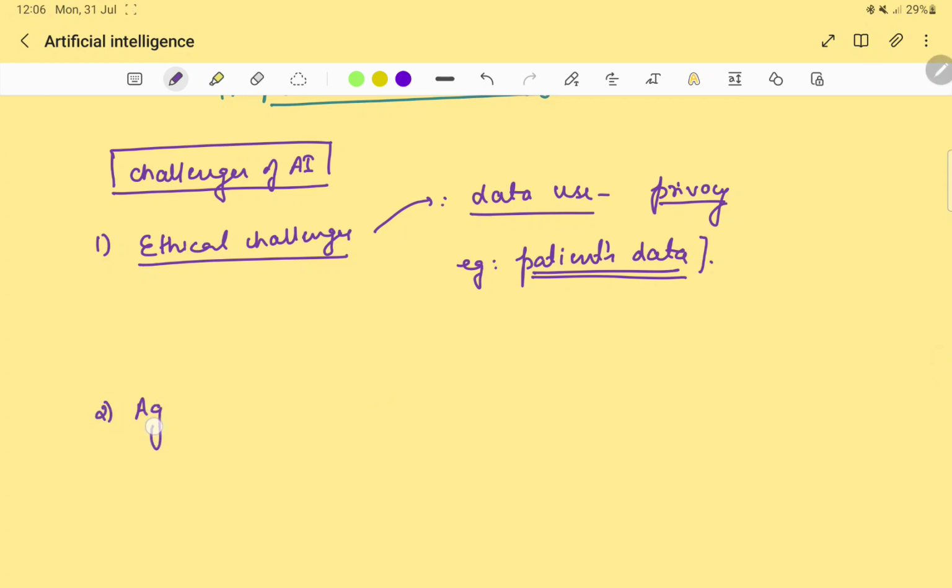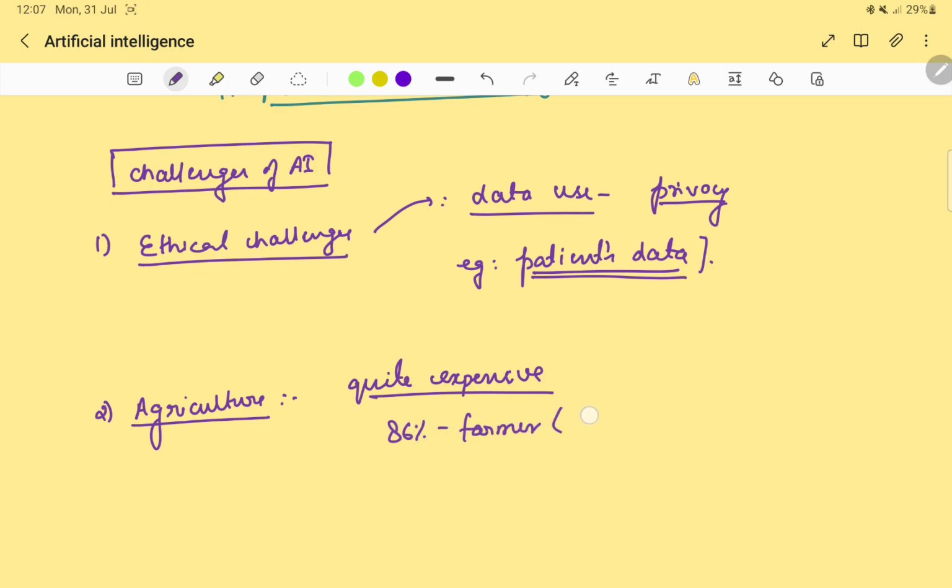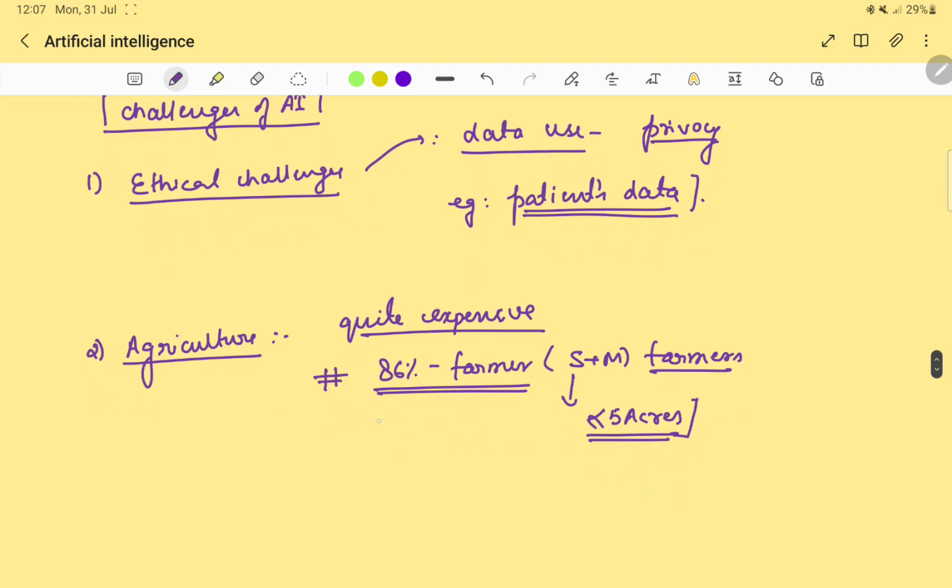Second, in the field of agriculture, it might be very difficult to assemble data from different sensors, so it might be quite expensive and not useful for a small marginal farmer. Since 86% of our farmers in India are small and marginal farmers. You know the definition of small and marginal farmers? They have less than 5 acres of land. So eventually it becomes very difficult for them to utilize artificial intelligence because it is quite expensive. They could not simply possess it.